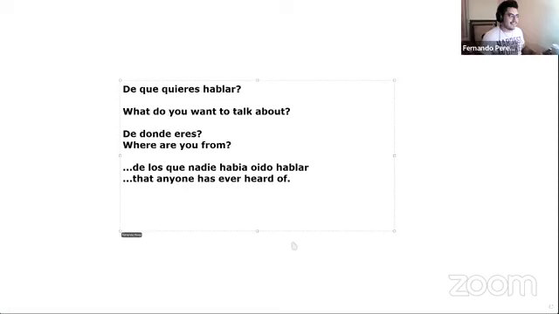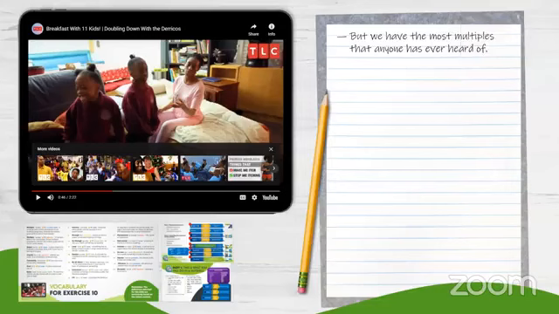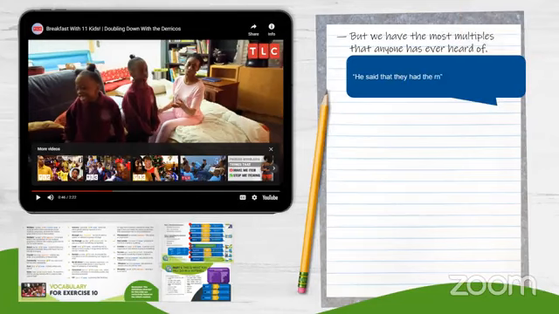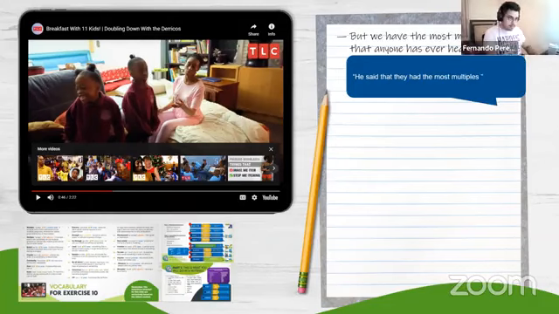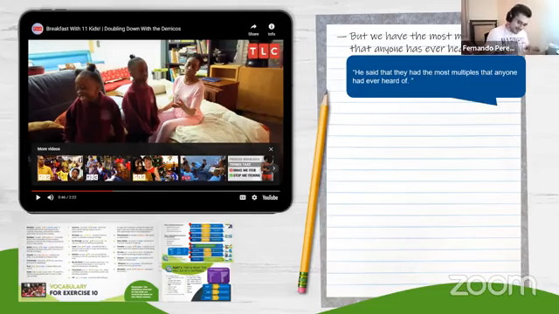So, Elsie, your extra point. Time to rescue it. 1, 2, 3, action. They had the most multiples that anyone had ever heard of. You have an extra point. Yes, let's go.